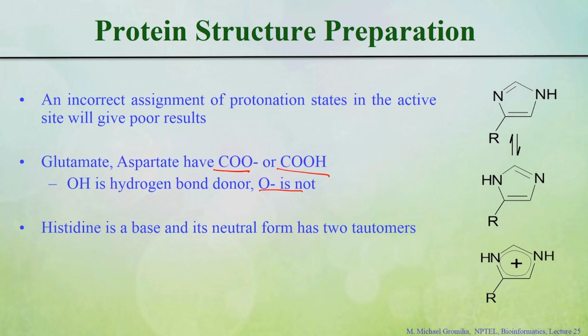Then if you take histidine, right, it is a base, and it can be either in a positively charged form or a neutral form, and the neutral form has 2 tautomers, right. In this case, we have to check which one is the preferred one for the ligand to interact.